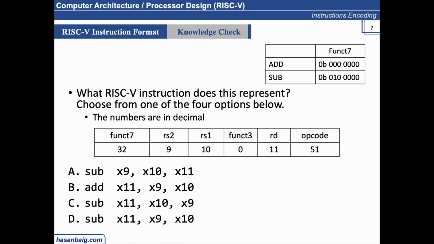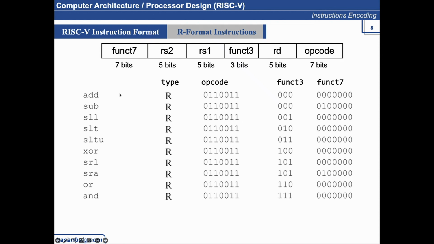Okay, so let's see this table. You can see that for add, sub, and all the R format instructions, the opcode is the same, which is equivalent to 51. The only difference is in the func3 and func7 fields. So the func3 and func7 fields will help us identify which instruction it is. RD, RS1 and RS2 will always vary, but opcode, func3 and func7 together help us identify which instruction it is.